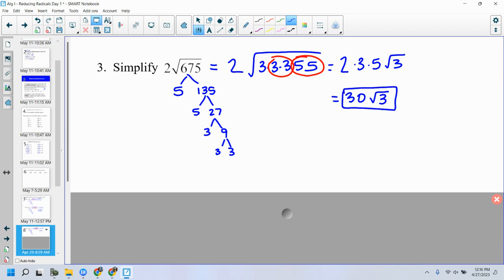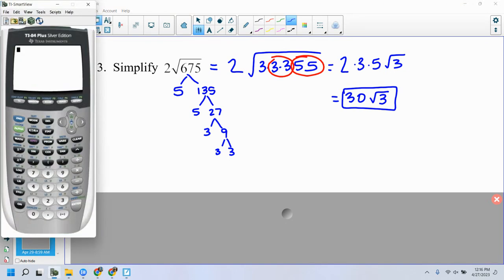30 radical 3. Now, if you were second guessing your answer, if you were like, I don't know if that's right, go back to the original. That was 2 square root 675. And then I've got 30 square root of 3. Oops, sorry, 2 radical 675, and then 30 square root of 3. Same number, right? That should always happen.